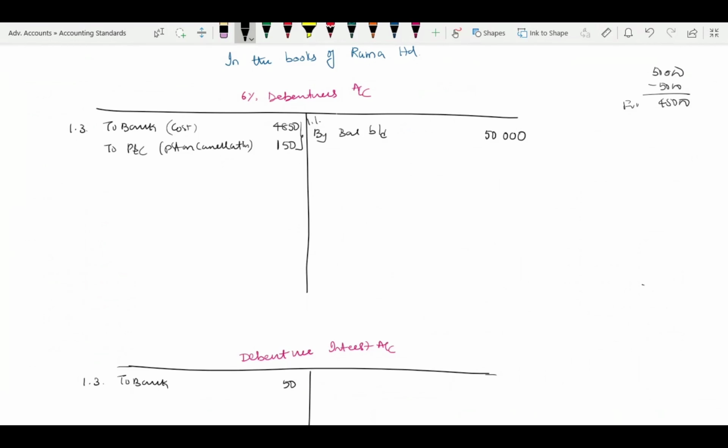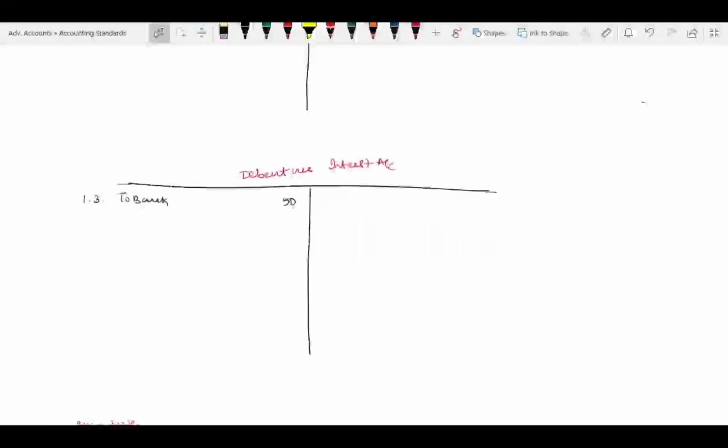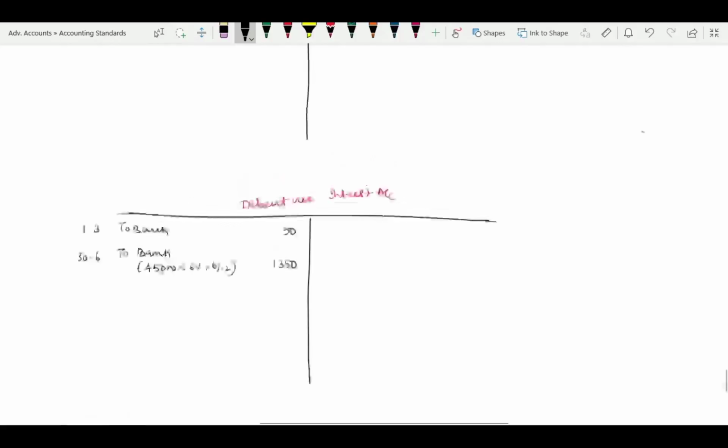So now 1st August. Before 1st August, 30th June will come. So therefore interest on 30th June to bank. I assume everything is paid. So face value outstanding is 45,000 into 6% into 6 by 12, which amounts to 1,350. Correct? Next, same entries.